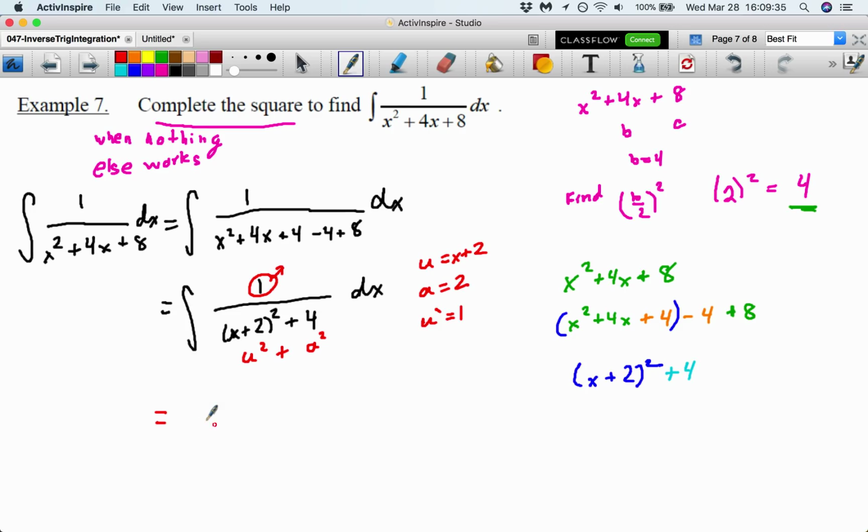I don't think I counted off, but I'm getting tired. So now we hook up there. I needed no adjustment. 1 over a, arctan, x plus 2 over a, plus c, done.